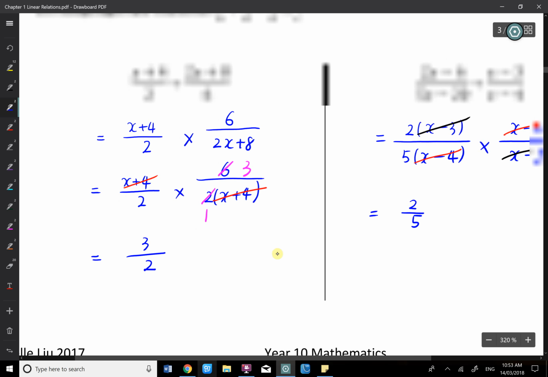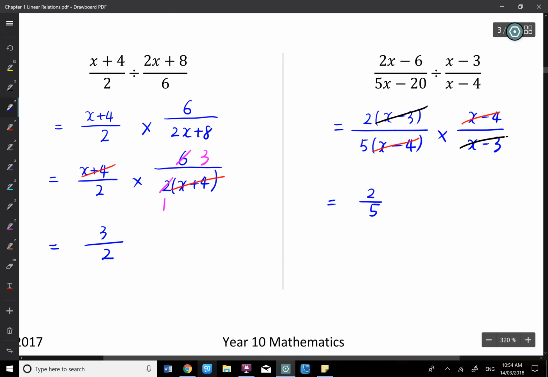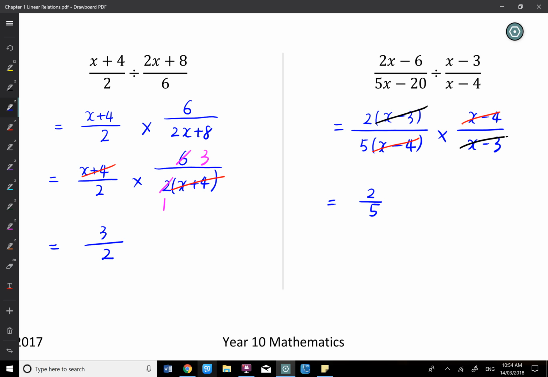Okay, let's have a look at those two questions. It's very simple. You can cross out most of them. So for the first one, you times the reciprocal, which is 6 over 2x plus 8. And then you need to factorize 2x plus 8, so that gives you 2 times the sum of x plus 4. Then you simplify it, and you have 3 over 2 for the first one.